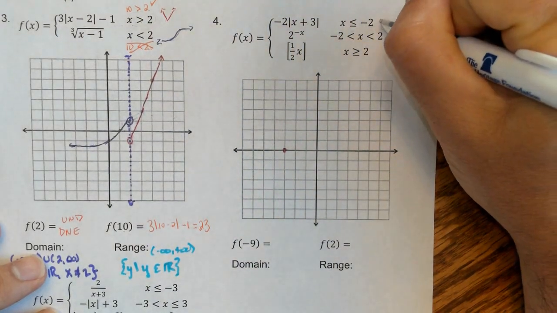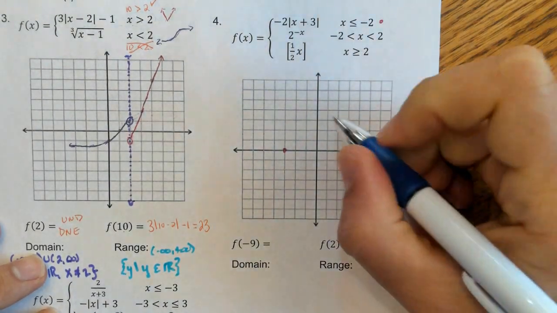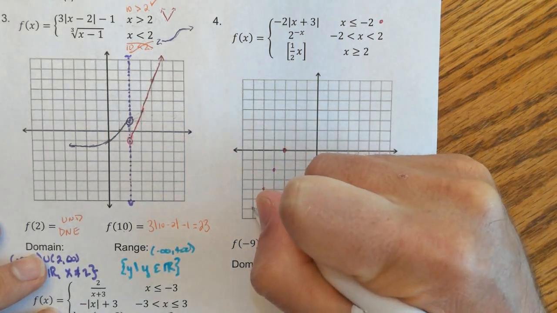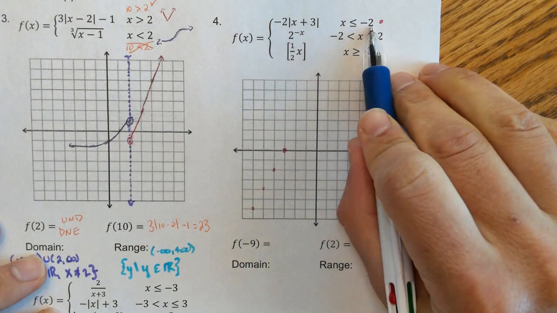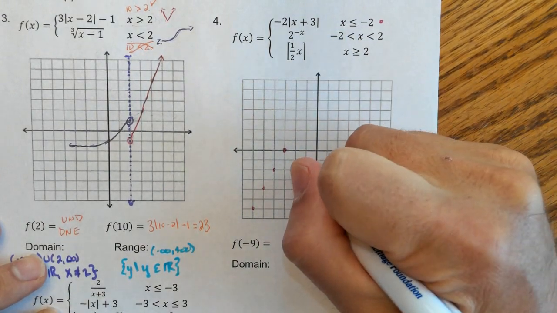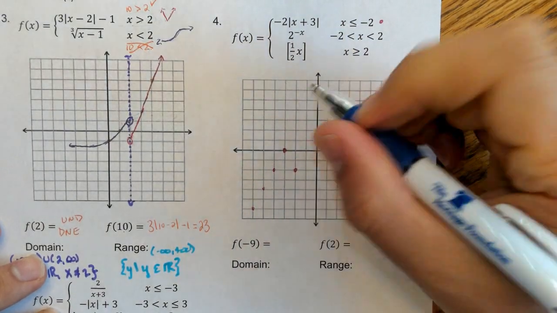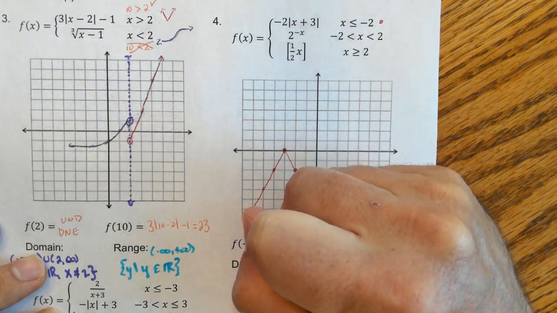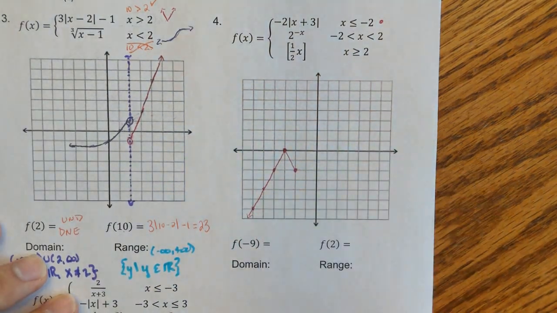So I'm going to do this one in red here. Going down, vertical stretch of 2. Now notice we're equal to at negative 2, so we're going to have that closed circle. And we have our picture of our absolute value. Okay.